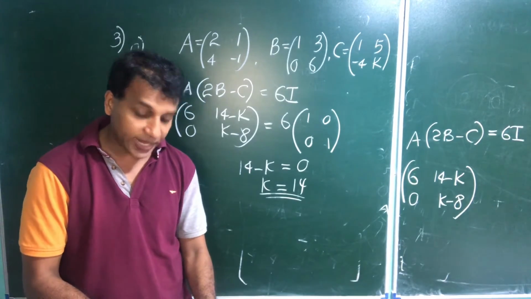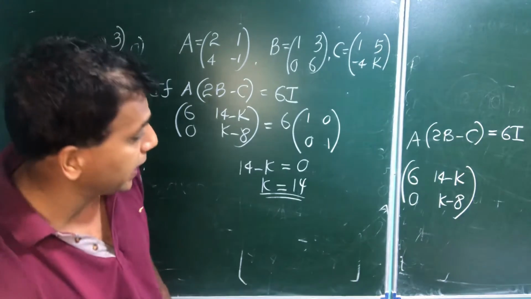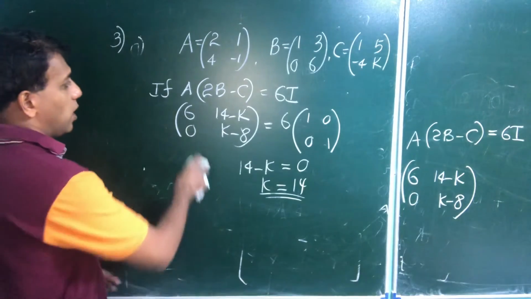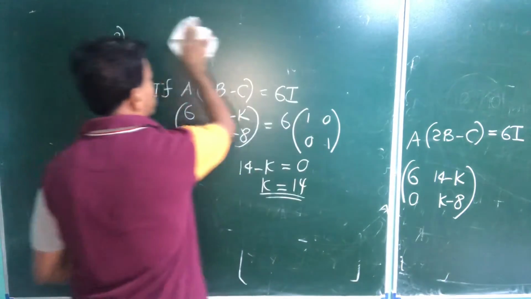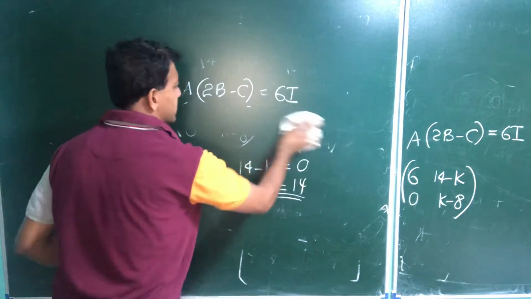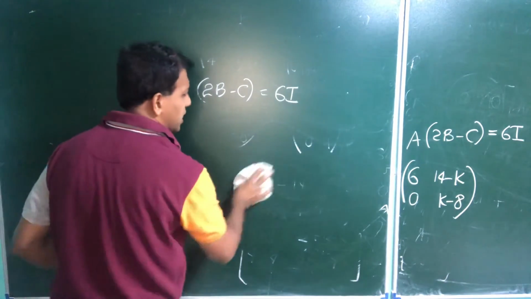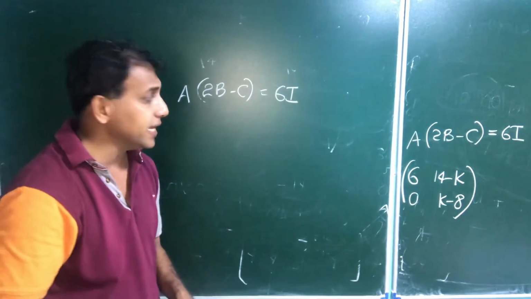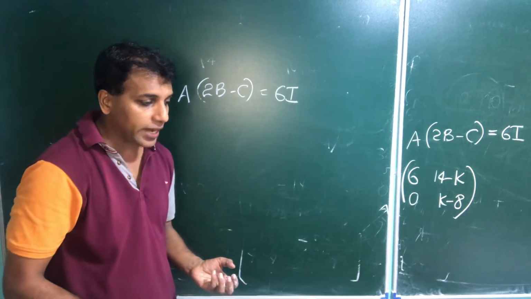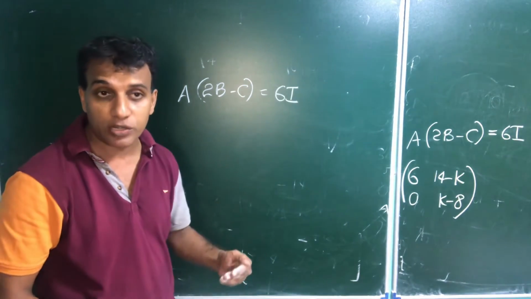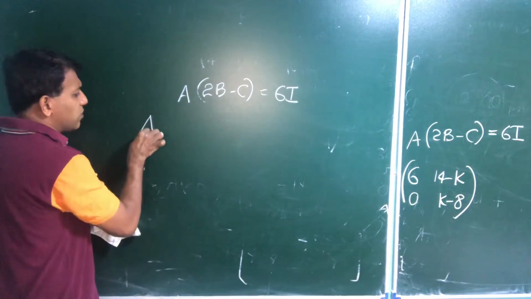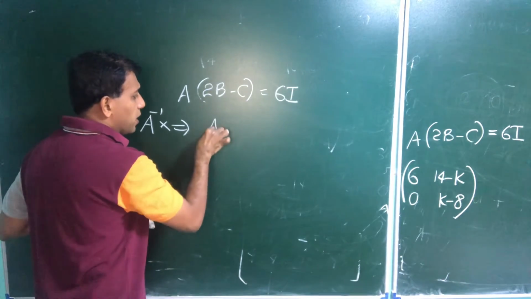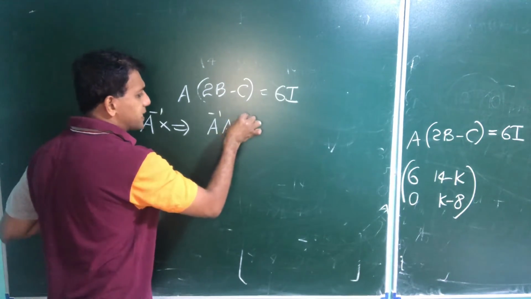So hereafter, find the A inverse, deduce the A inverse, right? How to find the inverse using this? So now this is clear, right? You know K is 14. This part is clear: A into 2B minus C equals 6I. So how do we get from this to the A inverse? We multiply by A inverse on both sides. A inverse multiplied by A into 2B minus C.